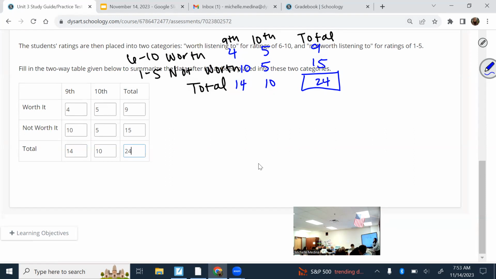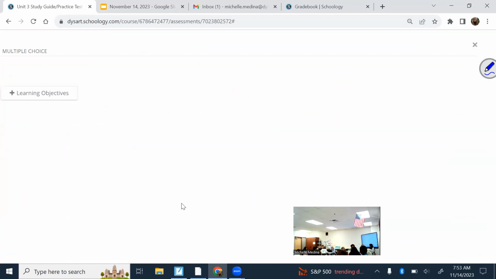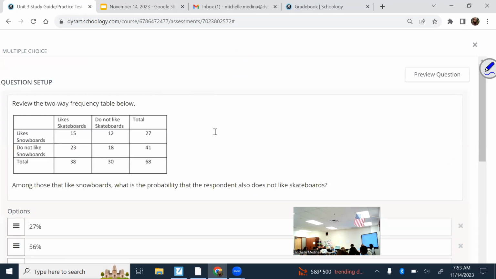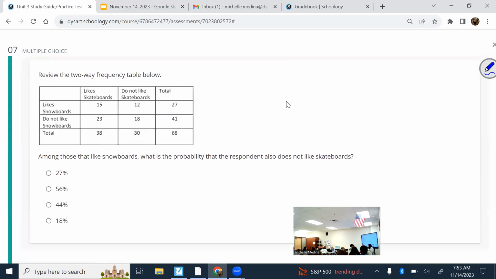Okay. Not the optional one, right? Okay. All right, so number 7. All right, the one that says review the 2A table. Okay, so number 7 on the mandatory study guide. So review the 2A frequency table. Among those that like snowboards, what is the probability that the respondent also doesn't like skateboards? So for problems like these, I think you just need to read them really carefully. I could throw a lot of vocabulary at you, but you just need to read it carefully.